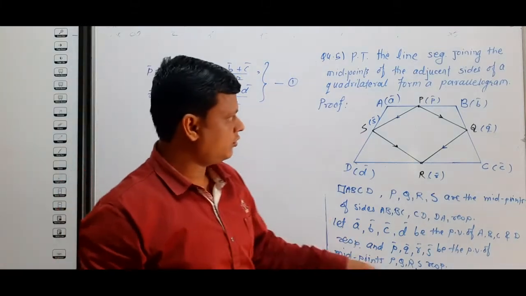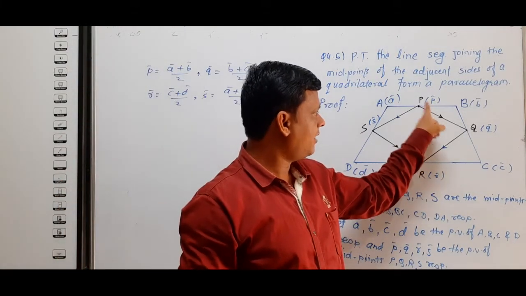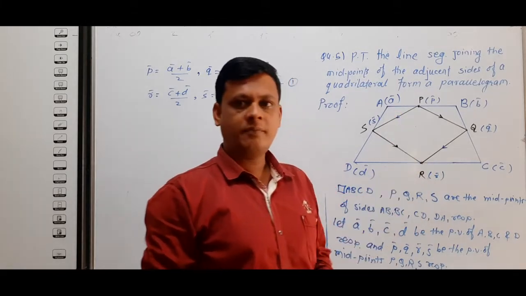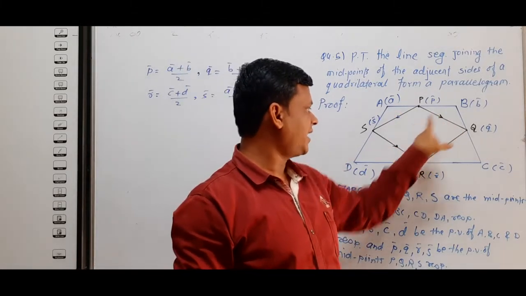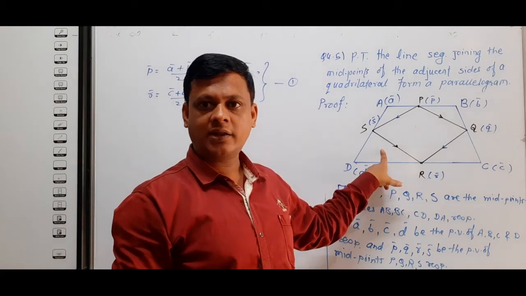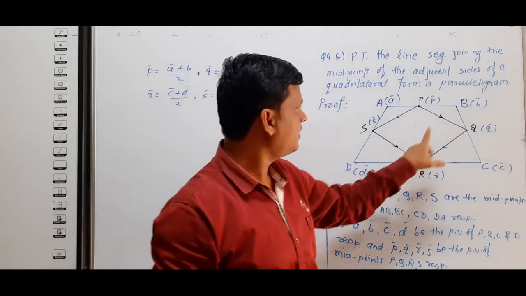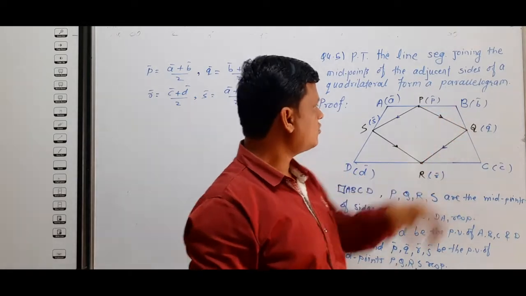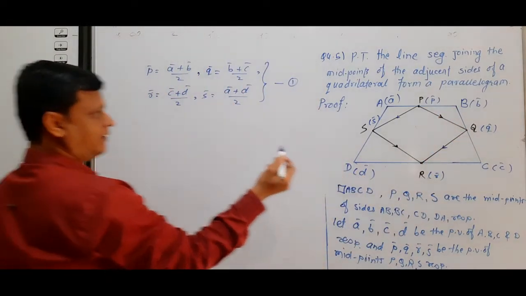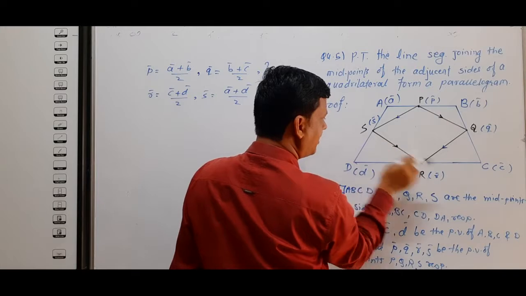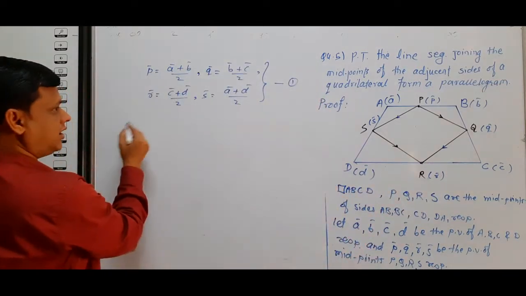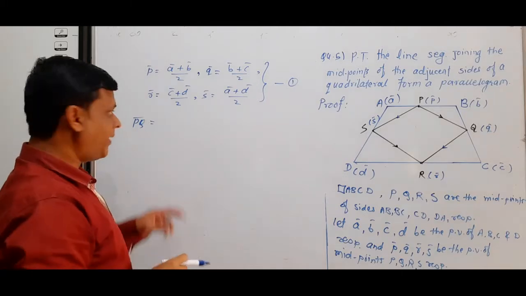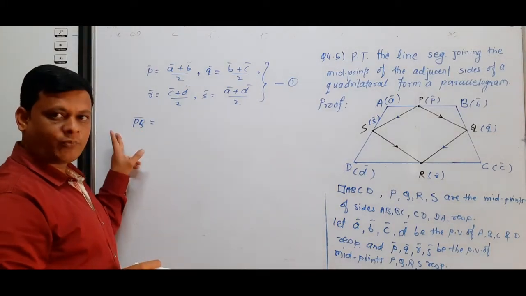Now we have to show this quadrilateral PQRS is a parallelogram. For a parallelogram, the opposite sides must be equal in length and they must be parallel to each other. So we find the vector PQ and vector SR first.